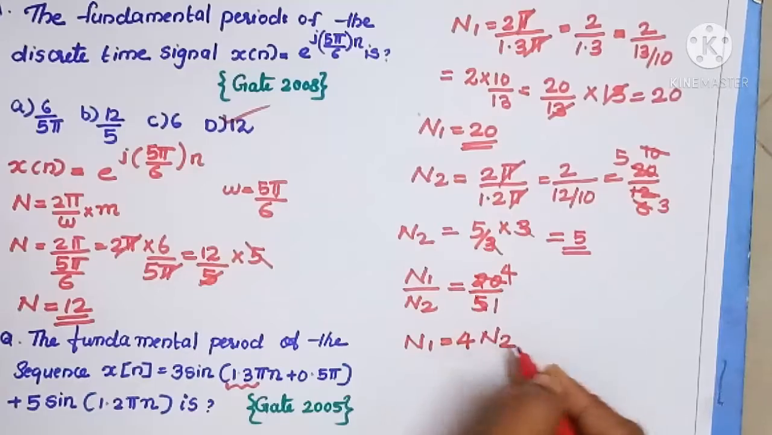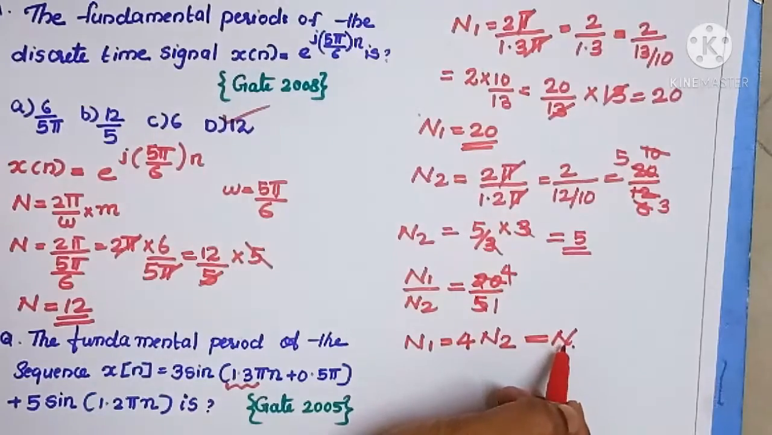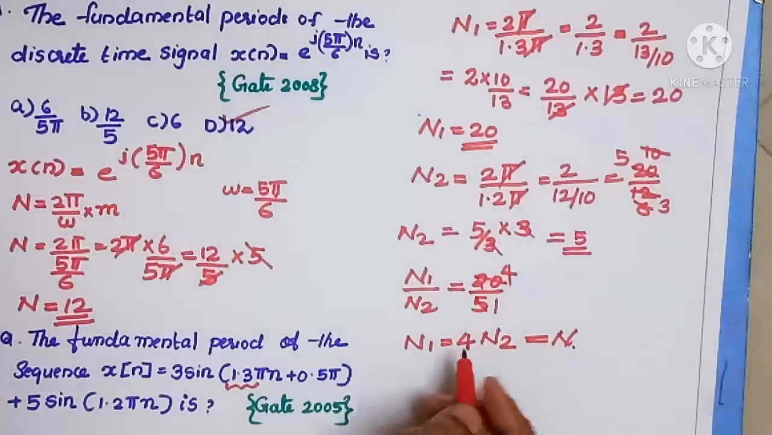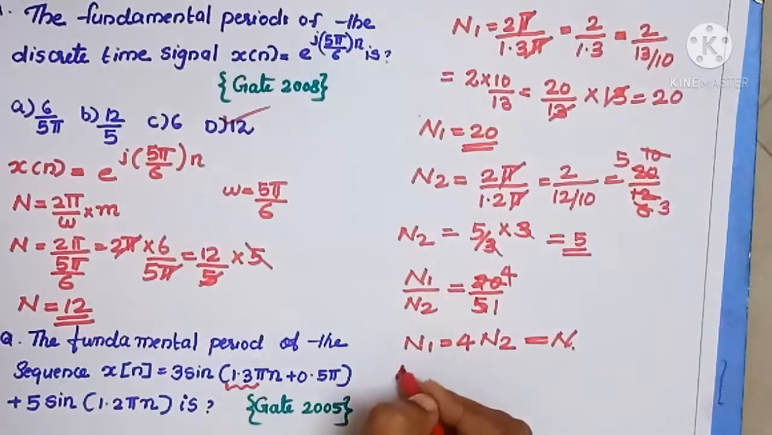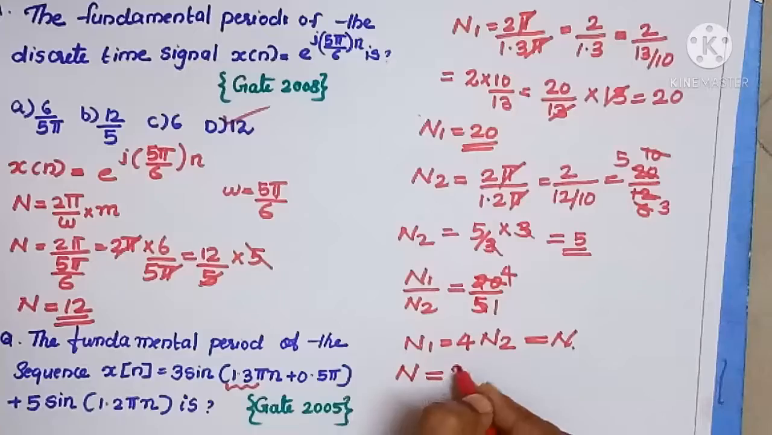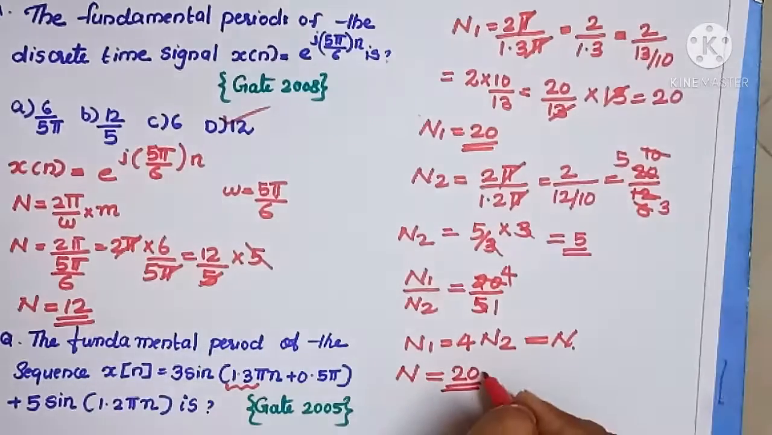So you will get N1 equal to 4 N2. It can be written as capital N. This is the fundamental period of this x of n signal. So here we take any one of the relations to find N. N is equal to N1. What is the value of N1? That is 20. So this is the fundamental period of this signal x of n. So this is our answer.